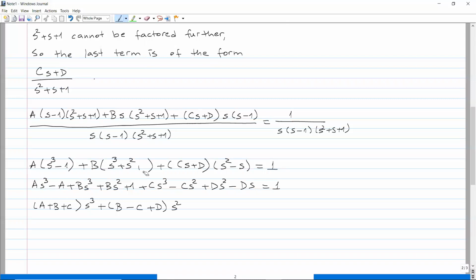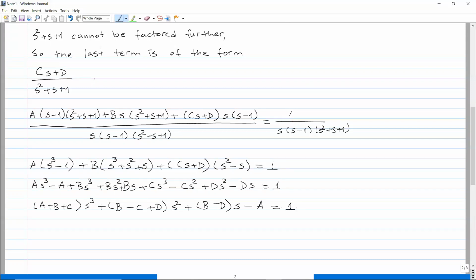Oh, I made a mistake here. S times s squared plus s plus 1, so s cubed plus s squared plus s. So plus bs. You see, you need to be real careful when you're working this out. Okay, so with s, I have b minus d times s, and the constant term, we have only minus a equals 1.